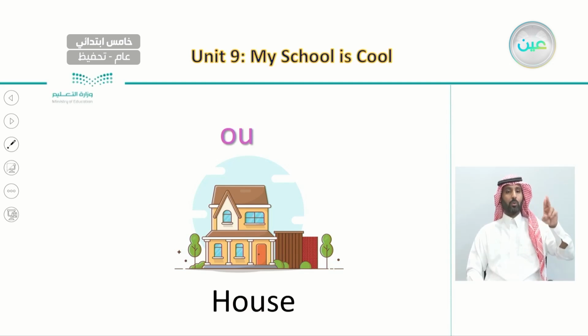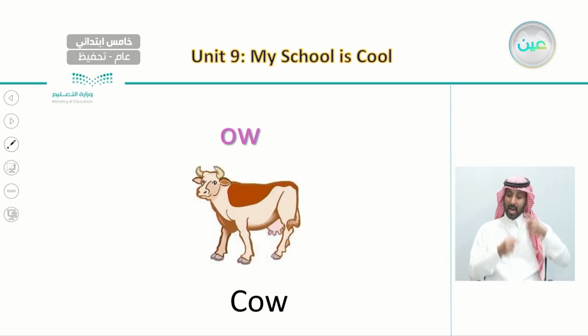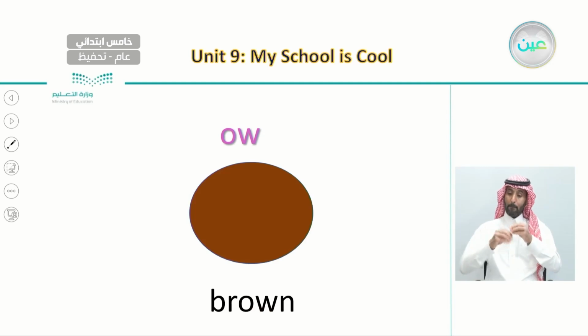House. Also another word with the same sound, which is mouse. Mouse. Also this word with the O and U sound that we can see here. The third one has the O and W sound, which is cow. Cow. Also cow with the O and W sound. And next we have brown. Brown. Also brown with the O and W sound.